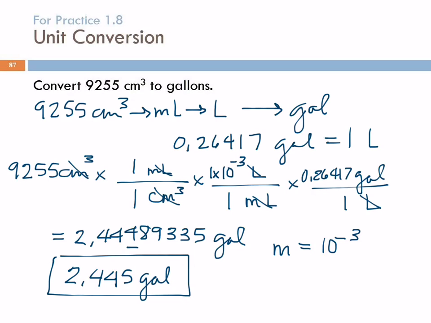Let's do the bigger, smaller test. Which is larger, a cubic centimeter or a gallon? A gallon. So gallon should have the smaller number, cubic centimeter should have the larger number, and it does. Any questions?